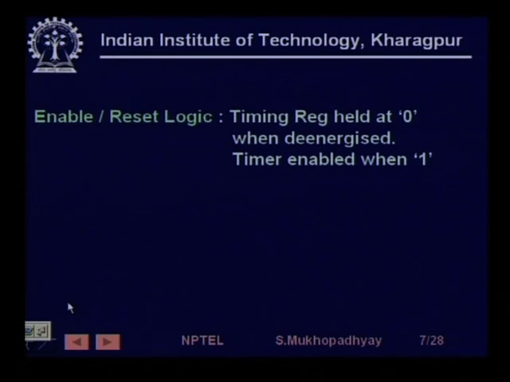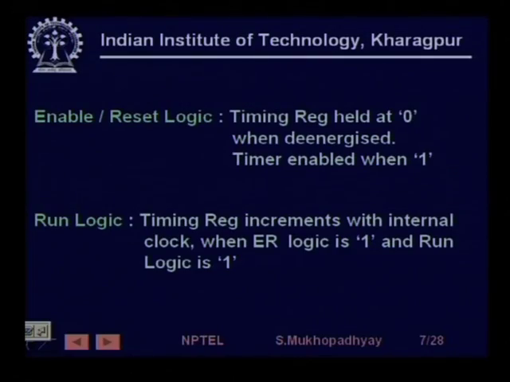Now, timers create delay. We can have various types of delays and all of them can be realized by this basic timer module. To recapitulate, we have enable reset logic where the timing register is held at 0 when it is de-energized, and the timer is enabled when it is 1. At that time the timer is ready to receive the clock pulses and increment its values. Similarly, we have run logic where the timing register increments with the internal clock when the enable reset logic is 1, that is the timer is enabled, and the run logic is also 1.